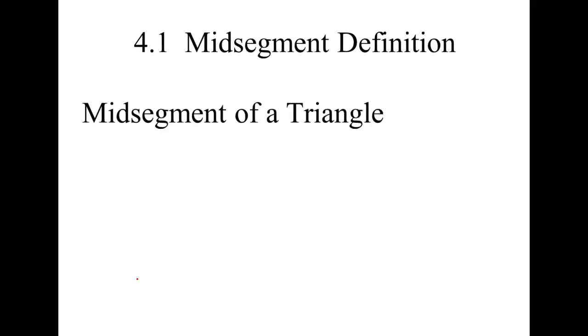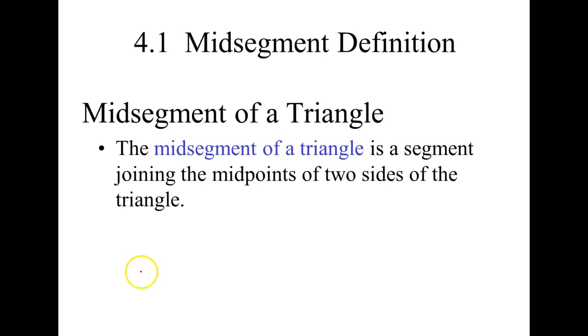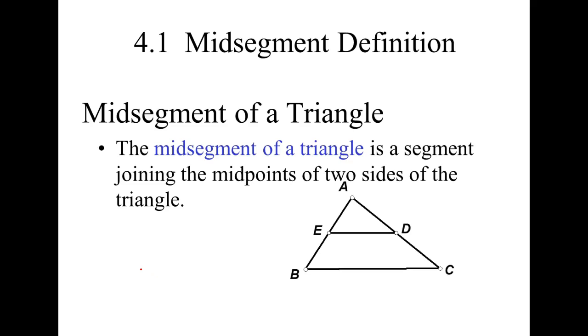So we're going to start with the mid-segment definition. A mid-segment of a triangle is a segment joining the midpoints of two sides of the triangle. So in my picture here, I have triangle ABC, and then I'm told that ED is the midsegment of triangle ABC. So based on the definition, that means that those two parts are congruent, and these two parts here are congruent, because E and D are the midpoints of those sides.